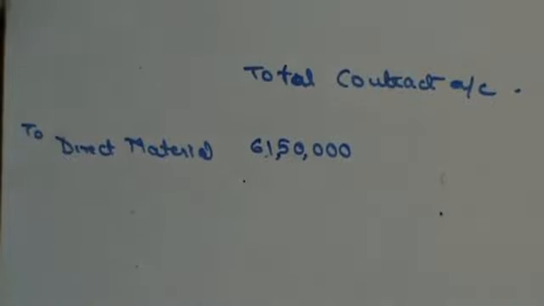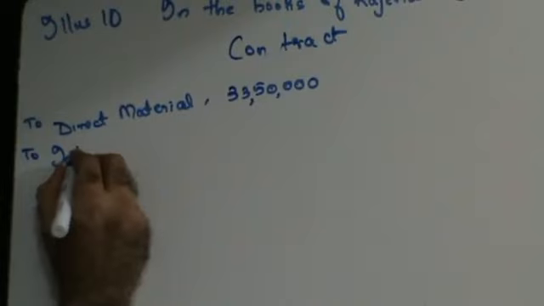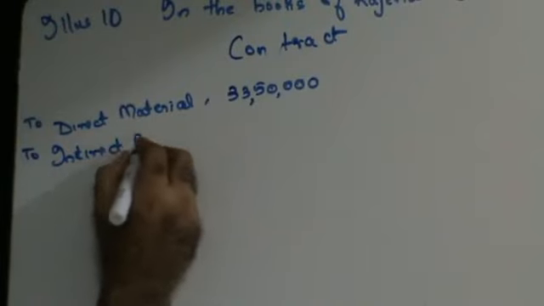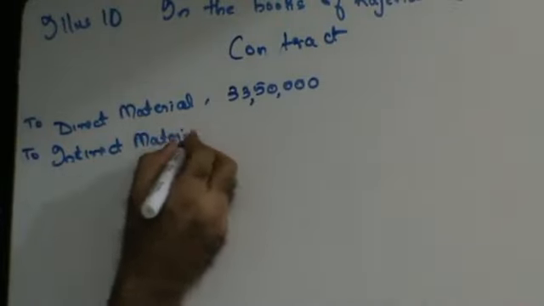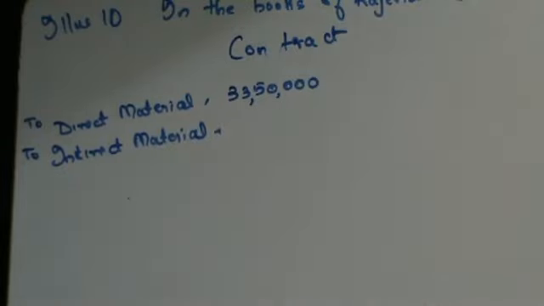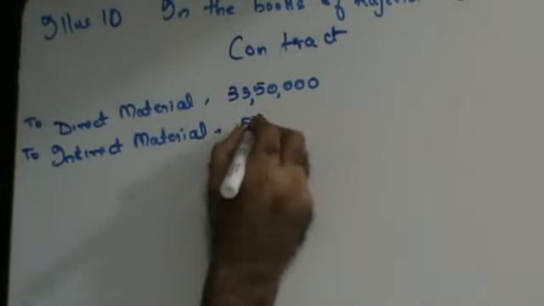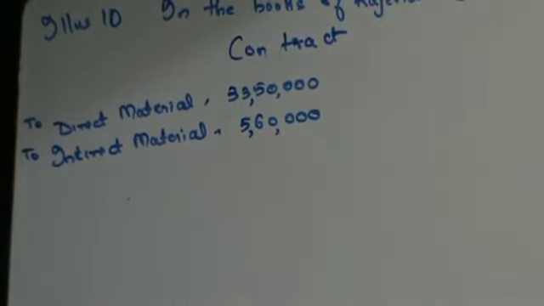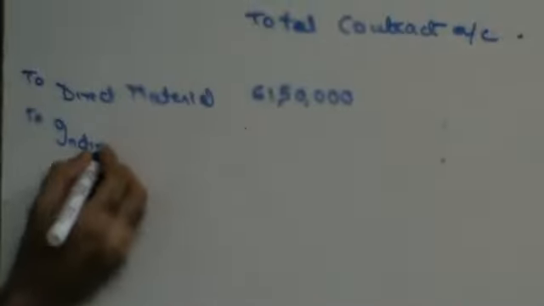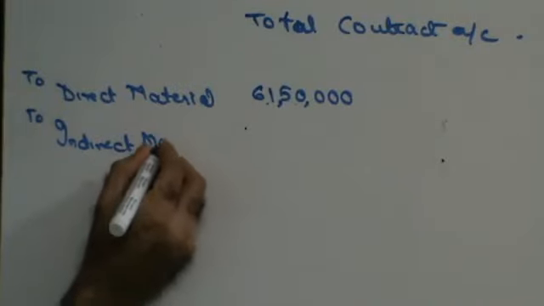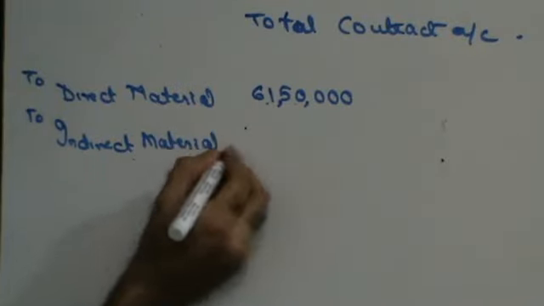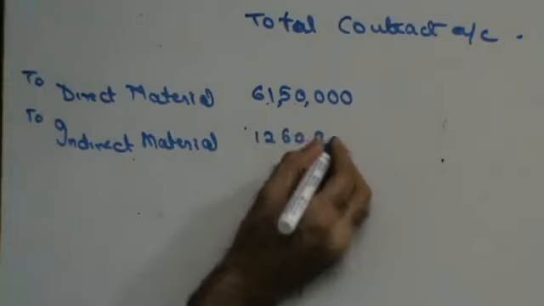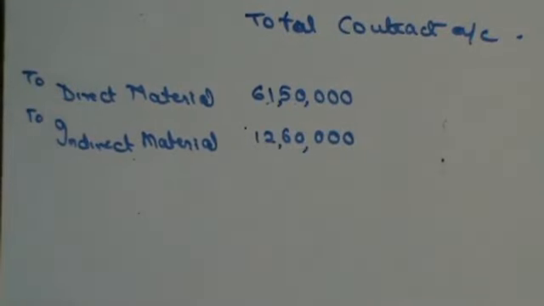Fine. Next, to indirect material, debit. Indirect material is given to you as 5,60,000. In the total contract it is 12,60,000. How did he get that? He added the actual expenditure and the estimated expenditure. That's how he got it.